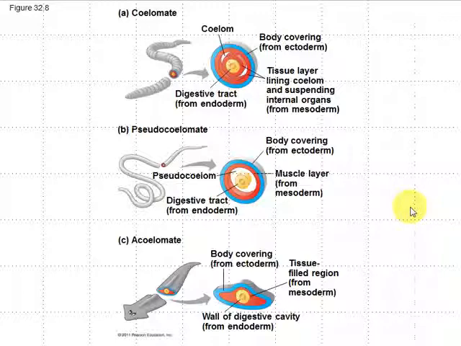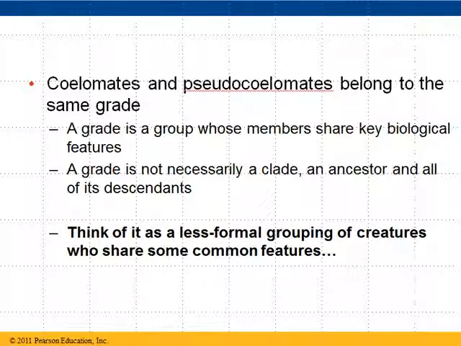The creatures that have a body cavity, called coelomates and pseudocoelomates, belong to what we call the same grade. And a grade is a less formal grouping of creatures. It's a group of creatures whose members all share certain important biological features. So the body cavity is the biological feature we're talking about in this case. So it's not really a scientifically accurate or formal grouping, but we call them of the same grade. It just means they share some particular key feature we're looking at.